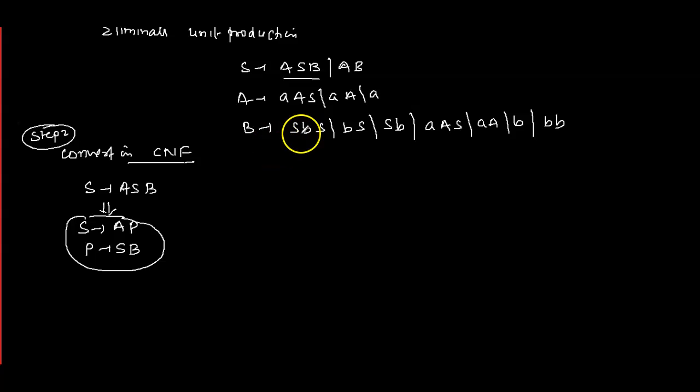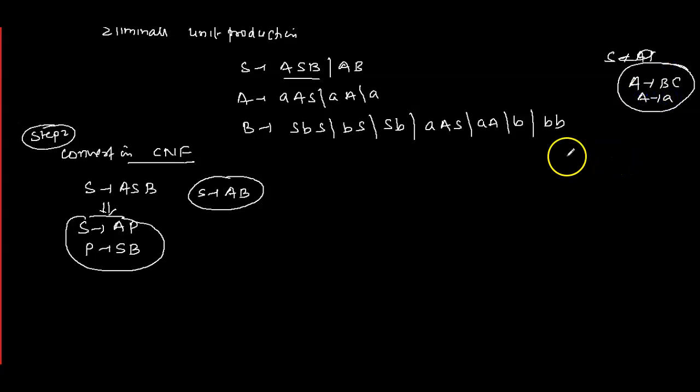Now S derives AB. This is already in the form of CNF because two non-terminals are there. A non-terminal connected with two non-terminals is said to be CNF, remembered? Next we check further. A is equal to AAS. This is not in CNF, so I can convert it here. I will write this one as some other name. Better write it here like this.